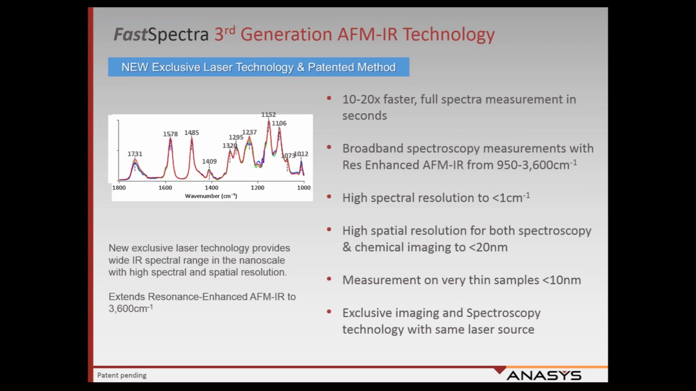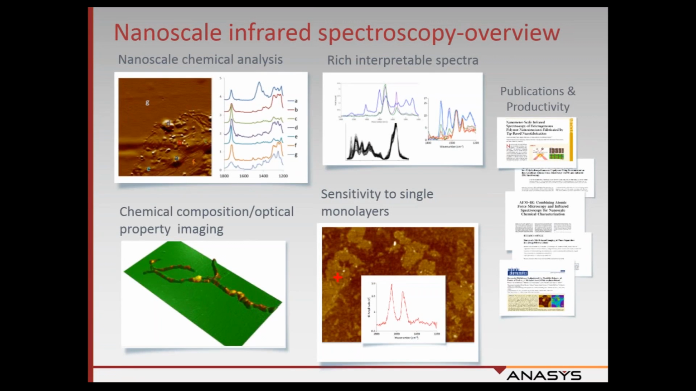So it does give you the same high quality spectra that matches well to FTIR data and covers a broader range, can give you very high spectral resolution as well as spatial resolution, and because it's using the resonance enhanced mode, has the capability to make measurements on very thin samples, even down to a nanometer thick if it's on the right substrate.